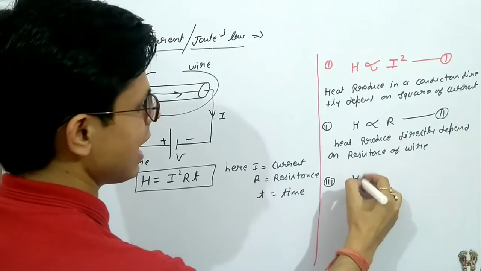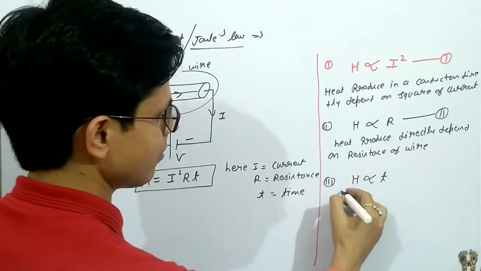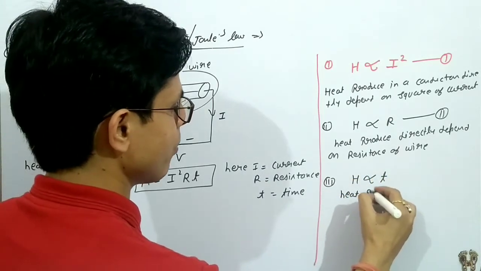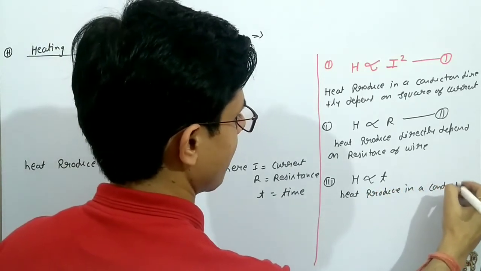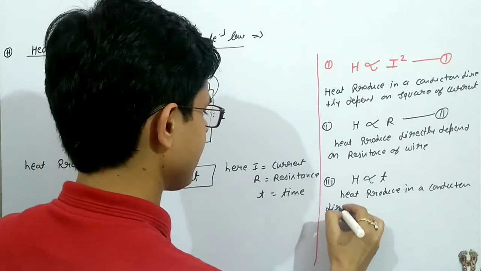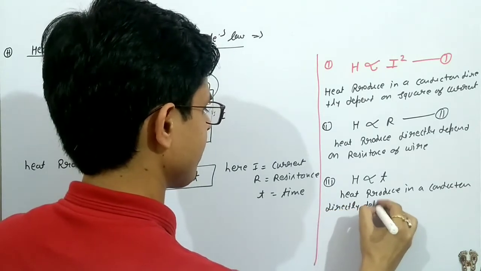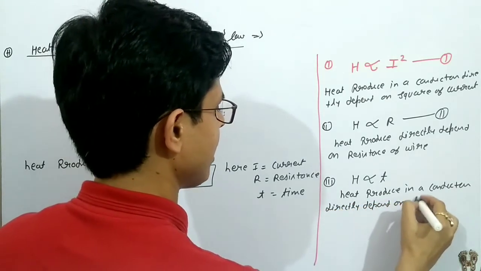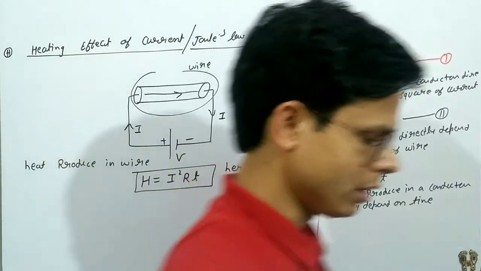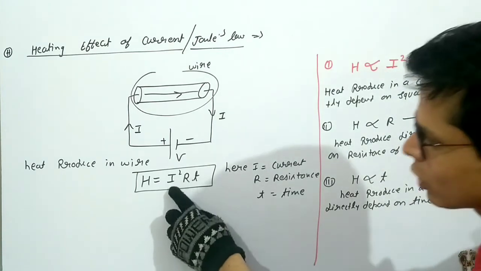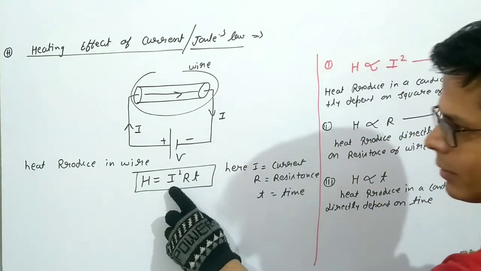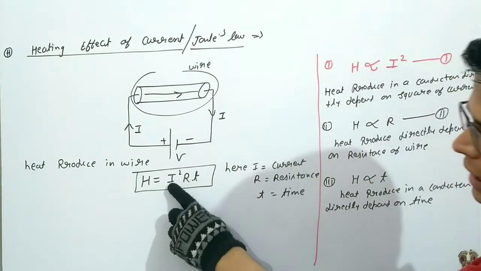Number third law, H directly depends on T. T is time. That means heat produced in a conductor directly depends on time. So if you connect that conductor through a battery for more time, more heat will be produced. These three laws are called Joule's heating law. This is called Joule's heating equation.